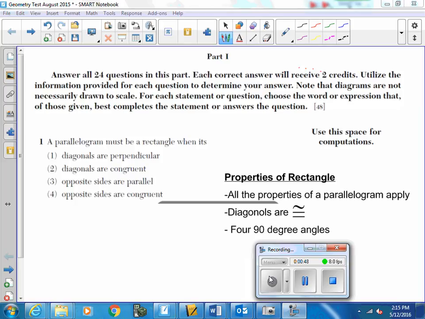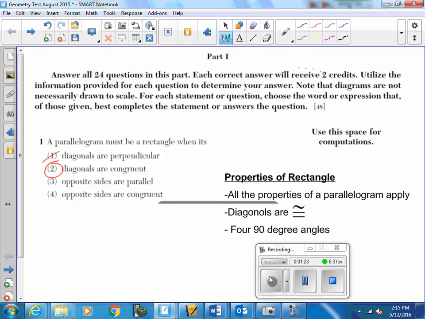it's saying a parallelogram must be a rectangle when its diagonals are perpendicular, its diagonals are congruent, the opposite sides are parallel, the opposite sides are congruent. So, knowing the properties of a rectangle, the diagonals are not going to be perpendicular. Now, that would be the case with a rhombus. So, number 1 is not going to be our answer. Diagonals being congruent, that is actually our answer, number 2. Let's look at the other ones.